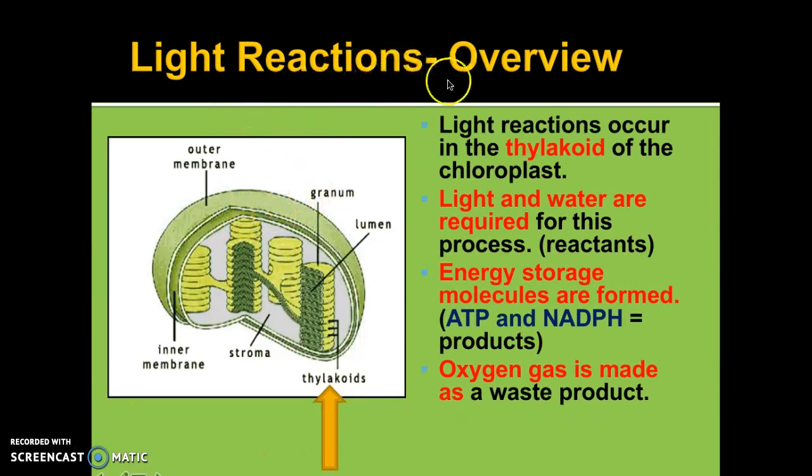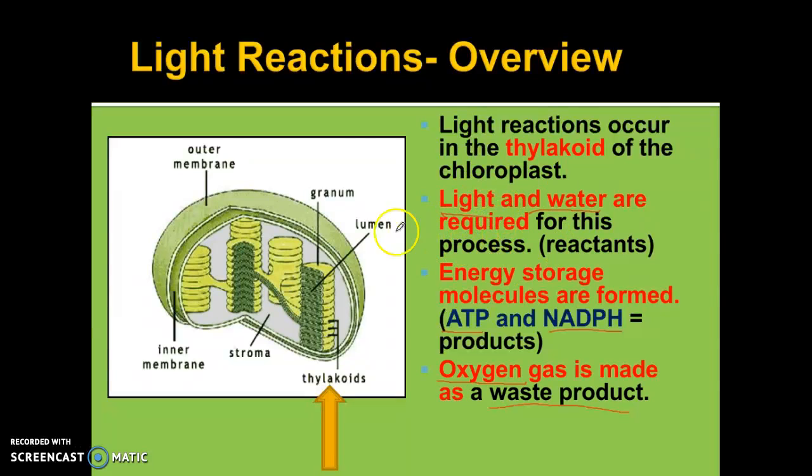So what happens during the light reaction specifically? Well, the light reaction occurs in the thylakoids of the chloroplast, which are inside of those little granules. It actually happens in the membrane of those thylakoids. Here, light and water are required for this process, so these are the two reactants. What it's going to produce is energy in the form of ATP and NADPH, just a little bit of it. Also, oxygen will be made as a waste product.